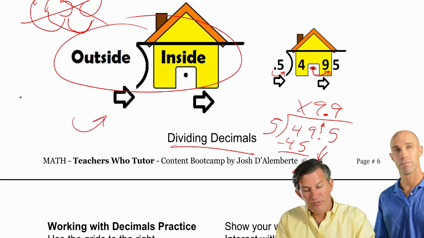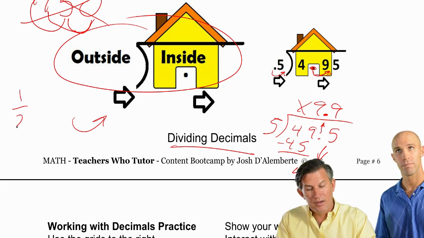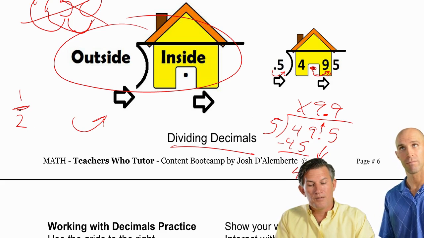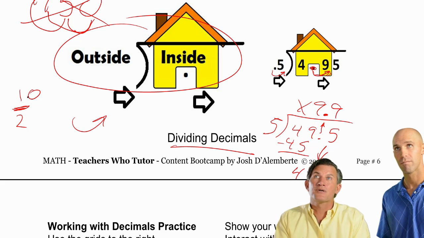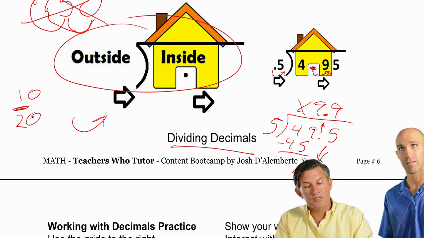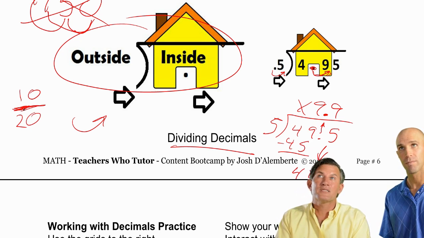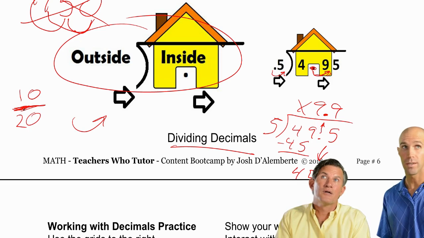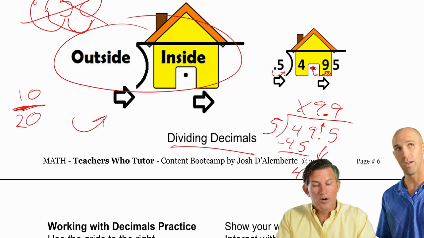Now, if you have a fraction such as 1/2, can I just add a 0 there? 10 halves? No. That totally changes the value. But what if I multiply them both by 10? It'll still make 1/2, won't it? Still make 1/2.